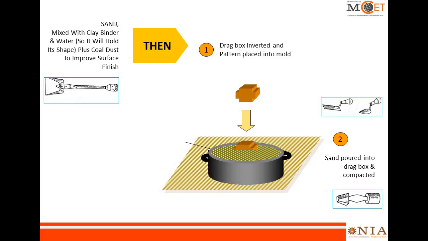Once you have made the sand, the next step is to invert the drag box. The drag box has to be initially inverted, and in the middle you have to place the pattern. Once the pattern is placed, the second step is to pour the molding sand, and it has to be compacted. For pouring you will use the trowels, and for compacting you will use the rammer.